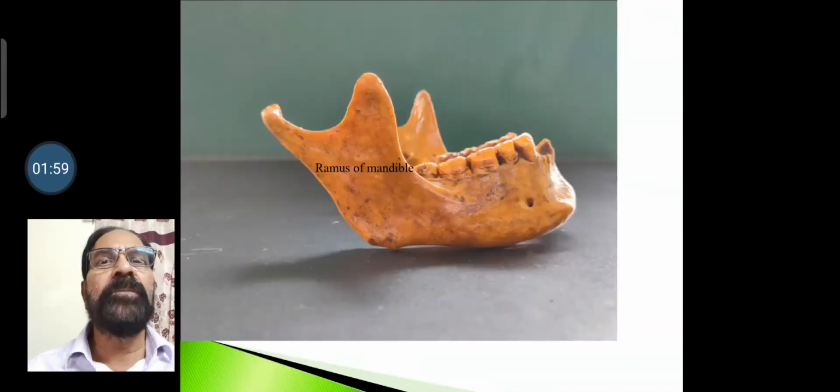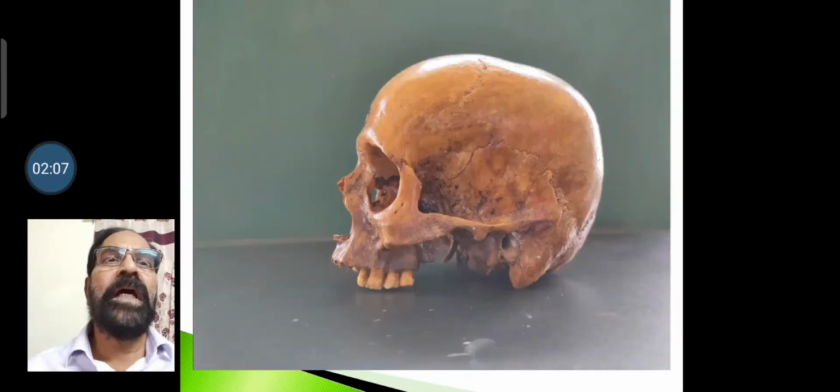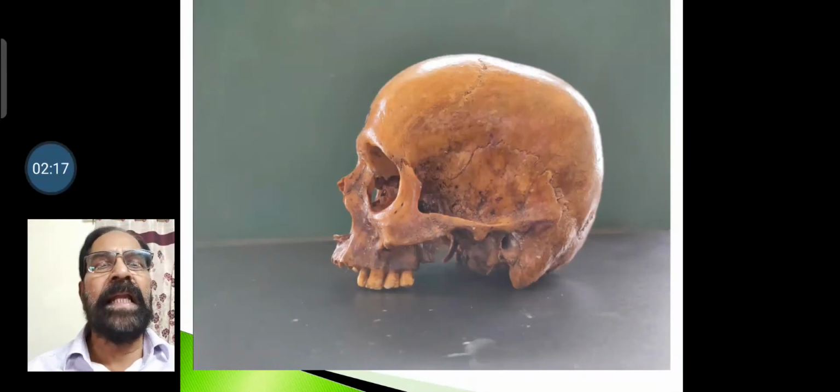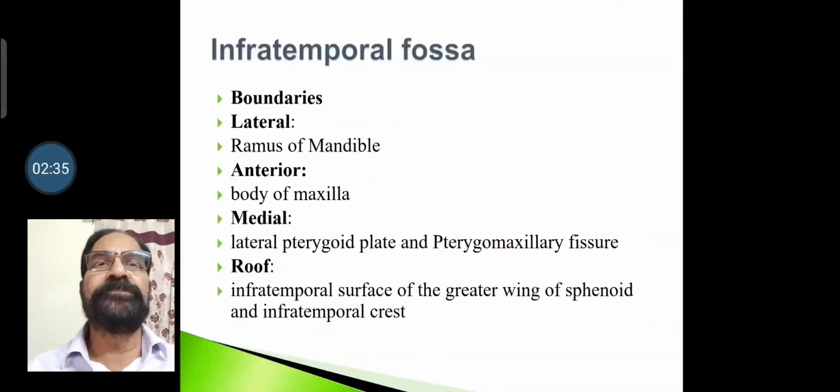And that is the lateral boundary of the infratemporal fossa, that is ramus of mandible. So the picture showing that above the zygomatic arch is the temporal fossa, below the zygomatic arch it is the infratemporal fossa. Infratemporal fossa is bounded laterally by ramus of mandible, medially by lateral pterygoid plate, in front by maxillary tuberosity. So these are the boundaries of the infratemporal fossa. So we will see what are the boundaries.